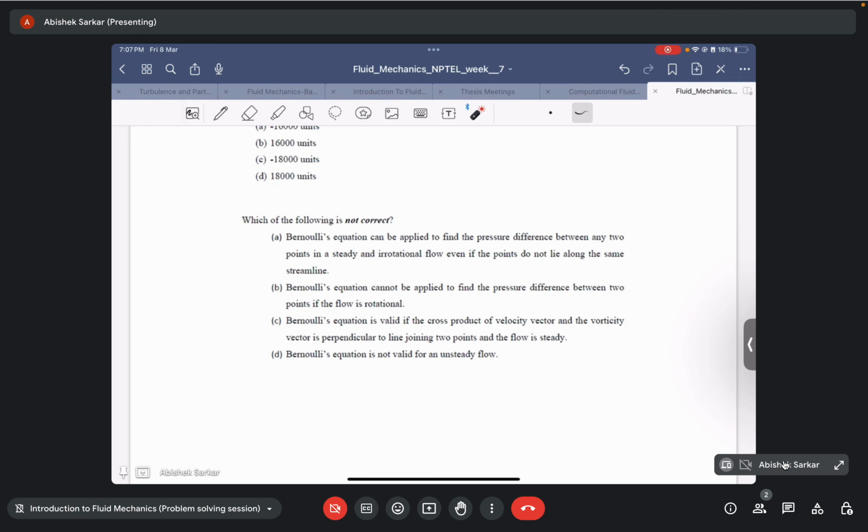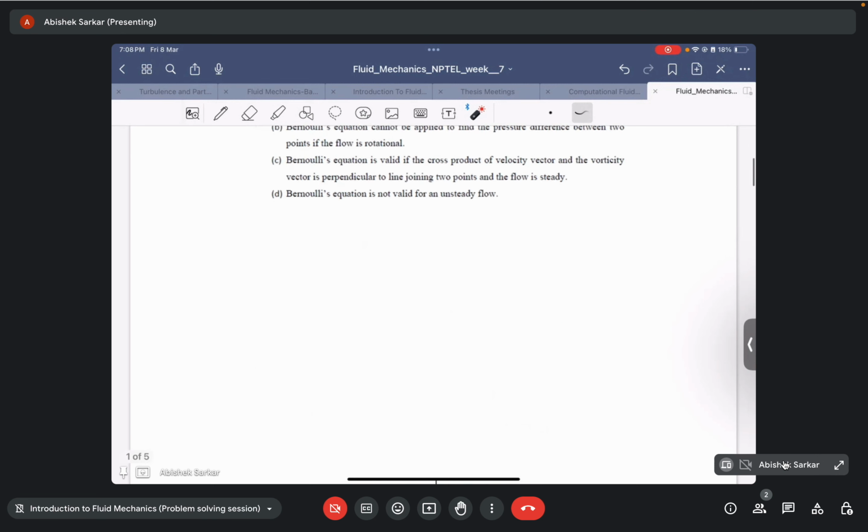So the only incorrect statement here is option B. So our required answer is option B. Okay, that is, Bernoulli's equation cannot be applied to find a pressure difference between 2 points in the flow field if it is rotational. Okay, done.